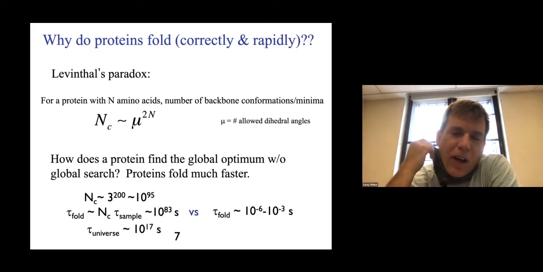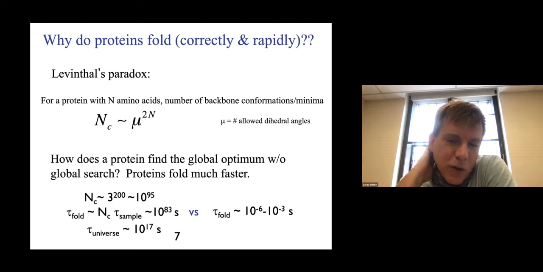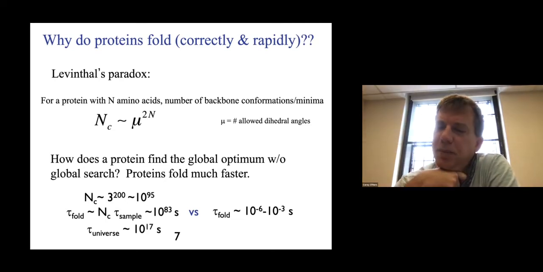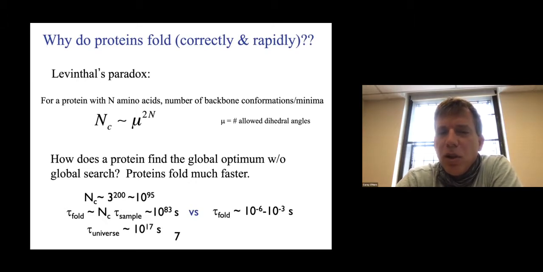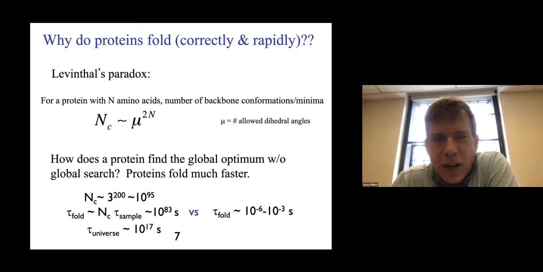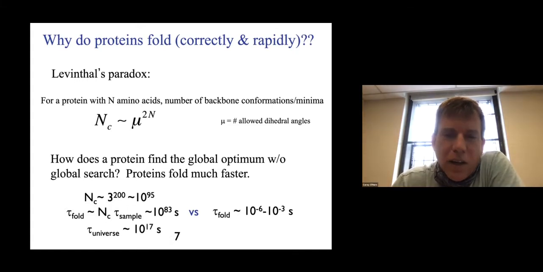The folding times for at least fast protein folders are a microsecond to a millisecond, whereas Levinthal's paradox gives this astronomical folding time if the protein had to sample all of these bad conformations that it shouldn't be in. And so that's Levinthal's paradox. It assumes a random sampling of an energy landscape.